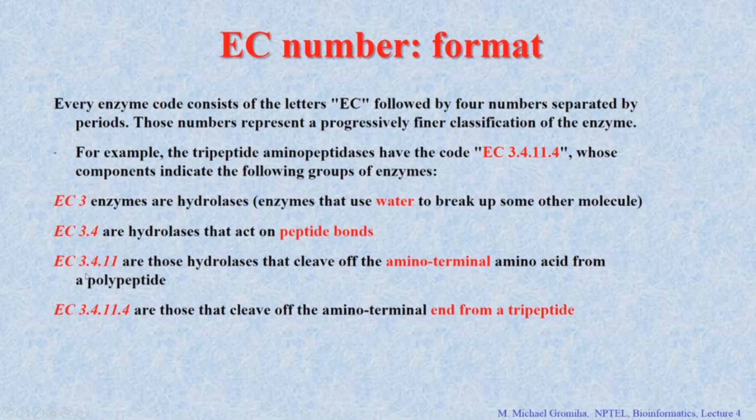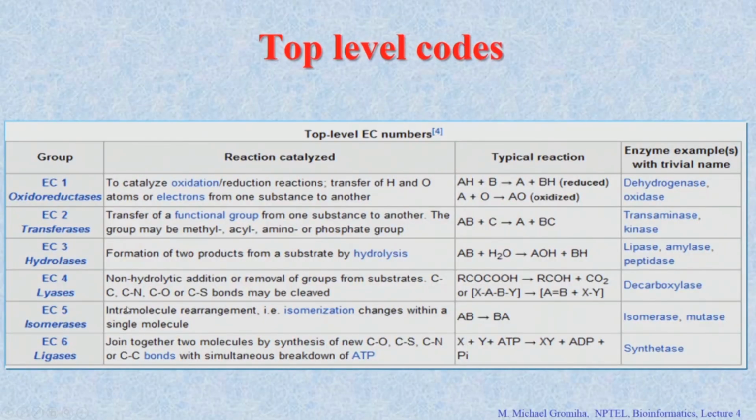So, 3 is hydrolase and 4 is acting on peptide bonds, and 11 gives the cleavage of the amino terminal of the amino acid, right. And the last classification here, 3.4.11.4, these are hydrolases acting on peptide bonds at the N terminal, the amino terminal end of this tripeptide.